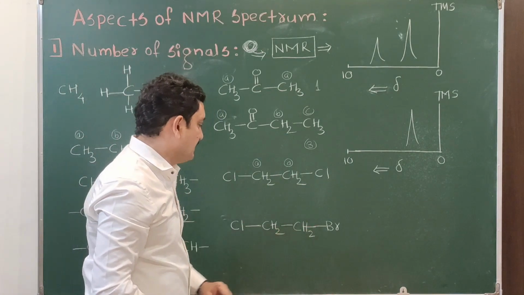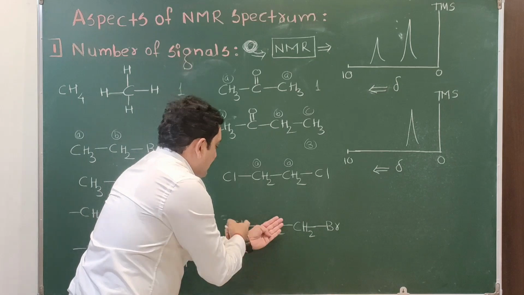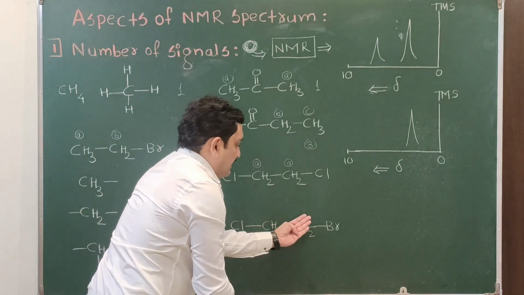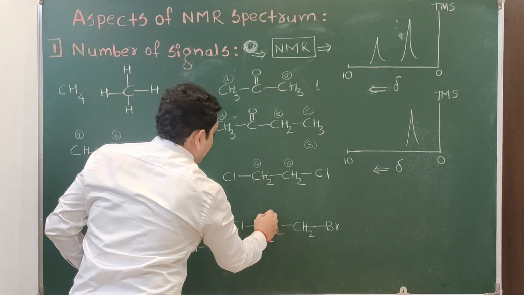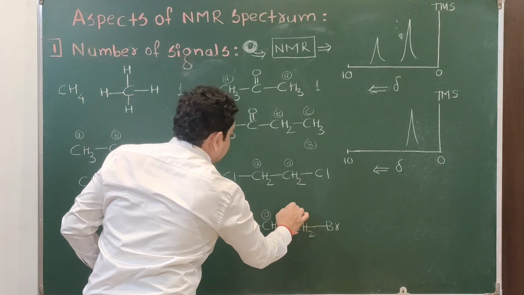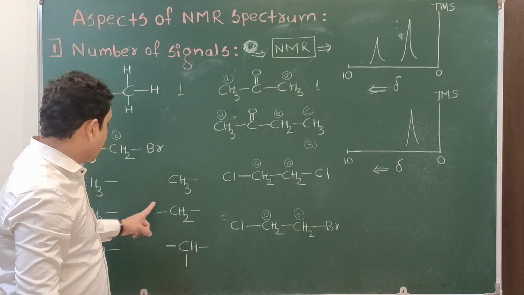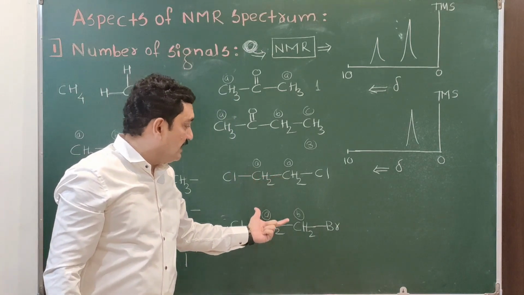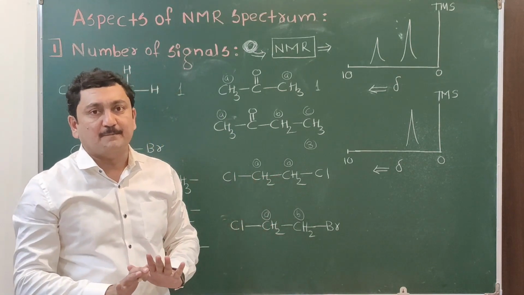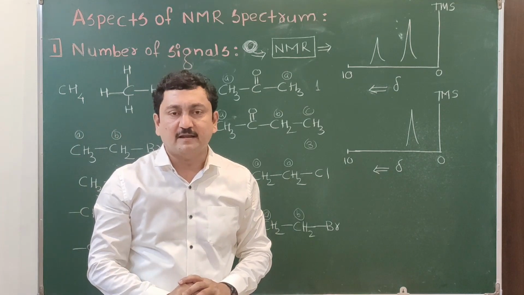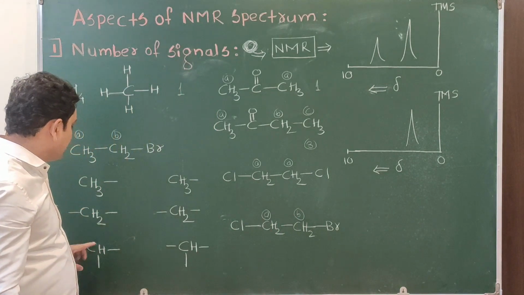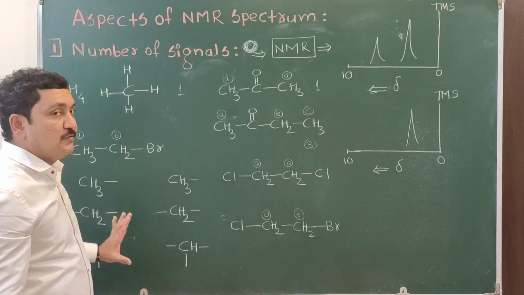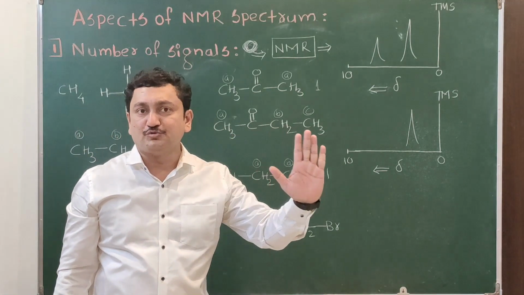Now in this case, these CH2 are non-equivalent because this one is direct chlorine CH2Br, and this one is direct Br CH2Cl. They have a different environment, so they will give separate signals. Means if there are two CH2, they can be equivalent or they cannot be. That depends on the compound. We have to check and we have to decide. It means in a compound, if CH3, CH2, CH are present, they will always give different signals. No need to check them.